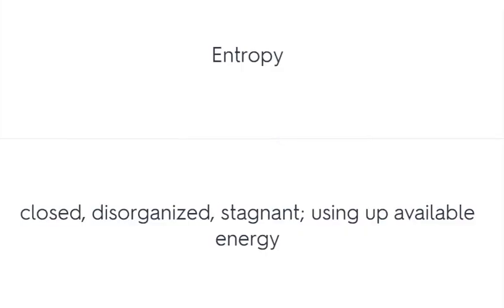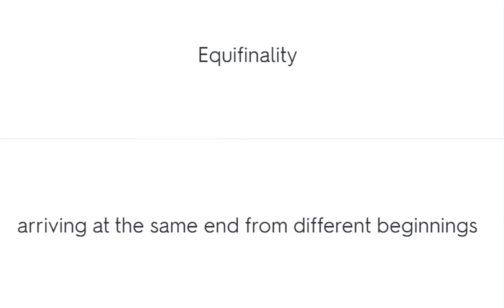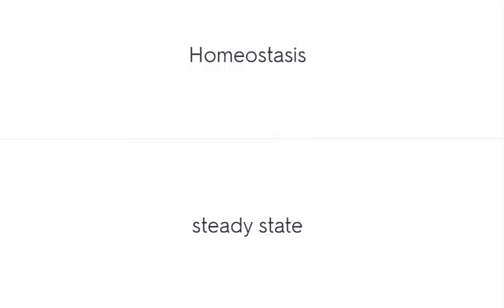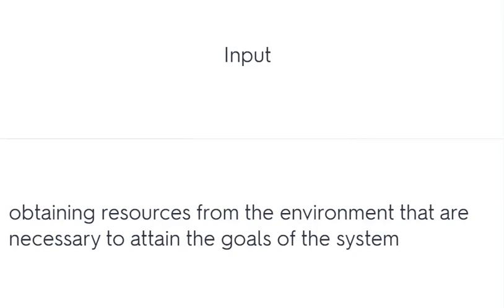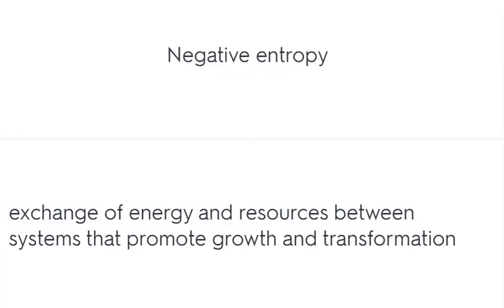Entropy. Closed, disorganized, stagnant, using up available energy. Equifinality. Arriving at the same end from different beginnings. Homeostasis. Steady state. Input. Obtaining resources from the environment that are necessary to attain the goals of the system. Negative entropy. Exchange of energy and resources between systems that promote growth and transformation.